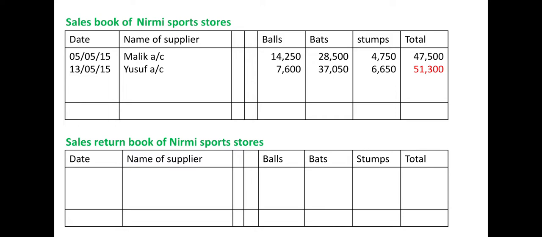Student, now you should be careful because the next entry is very important. Date is 15th. Yusuf returned half of the goods. Okay, student. The goods we sold to Yusuf, half of those goods Yusuf gave back to us, returned.